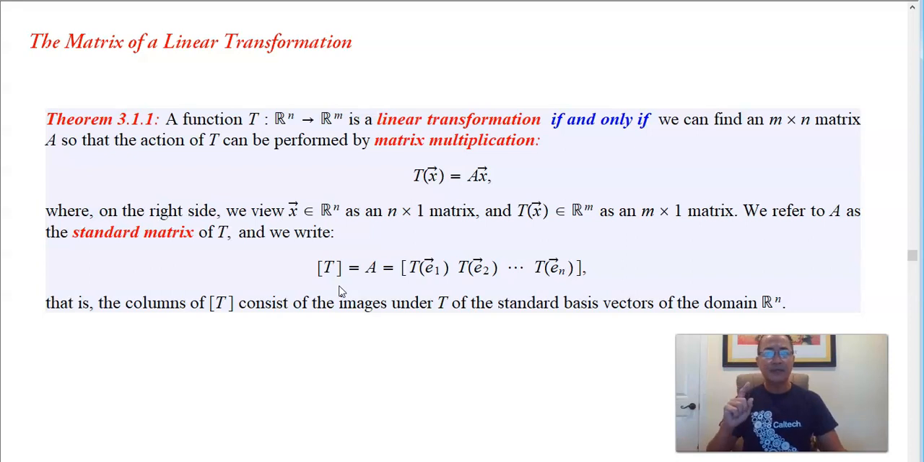Okay? However, the columns of this matrix A are T of E1, T of E2, up to T of En. Where do the standard basis vectors go? We looked at 1, 0, 0. Where does 1, 0, 0 go? 5, 1. So that should be found in column 1. So in a sense, this is the matrix of a set of vectors, and those vectors are T of E1, T of E2, up to T of En.